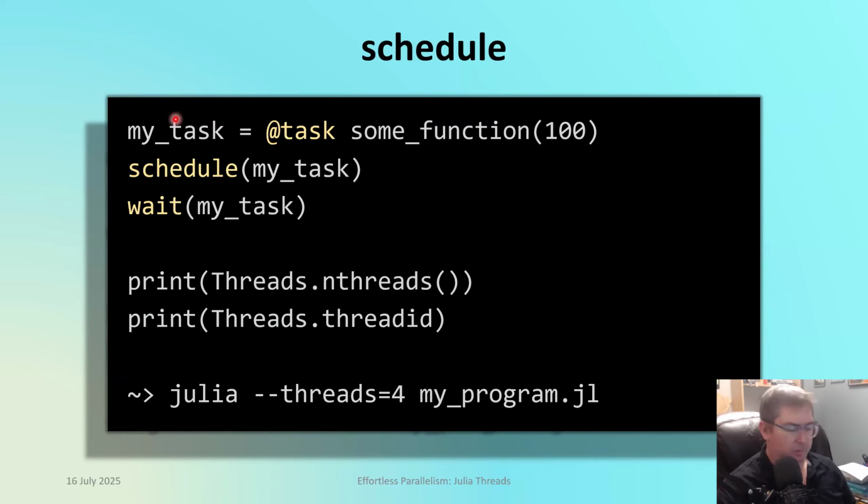We used the task macro to create 3 tasks. But that alone didn't make them run. We had to call schedule. We explicitly called schedule to hand those tasks over to Julia's task scheduler, and that's when they became runnable. We then used wait to pause the main program till each task was finished. Without wait, the main thread could exit before the tasks are complete.